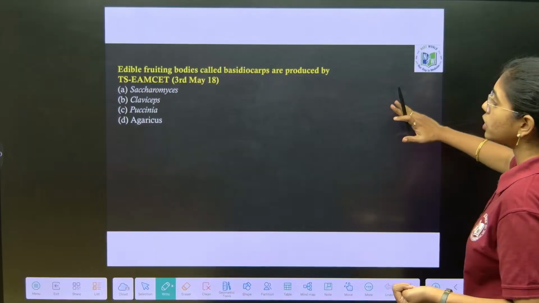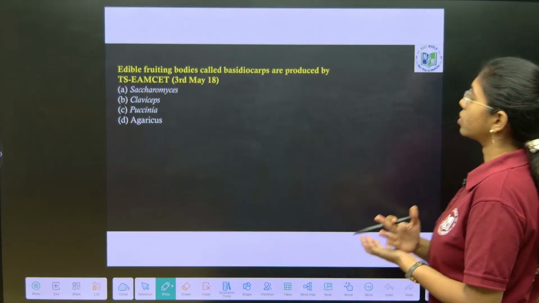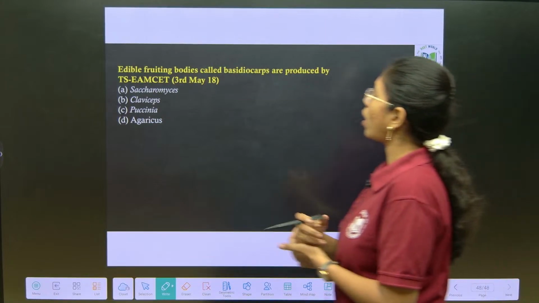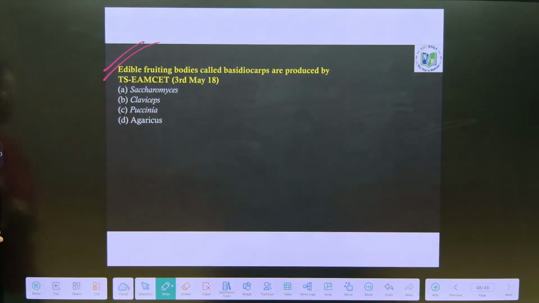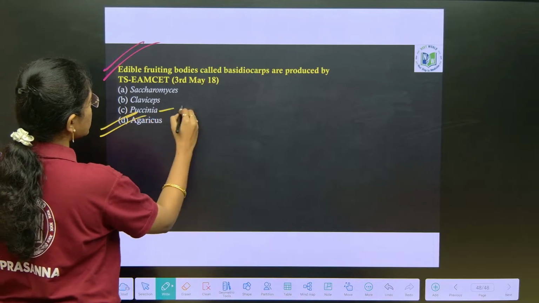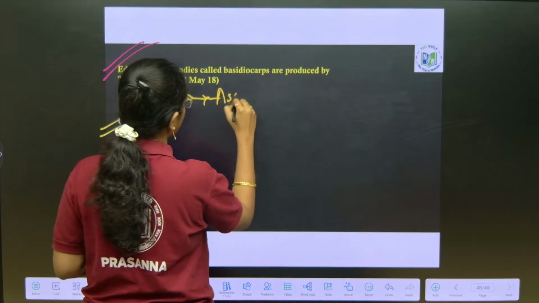Next, the last question of today's session. Edible fruiting bodies called basidiocarps are produced by what? They are produced by Basidiomycetes. Amongst these, which is the Basidiomycetes? Agaricus. Puccinia, Claviceps and Saccharomyces belong to Ascomycetes.